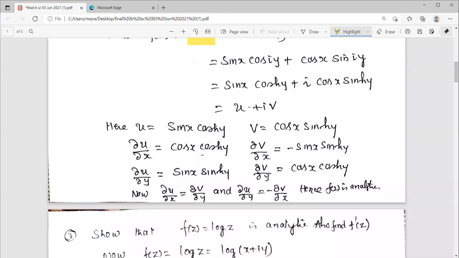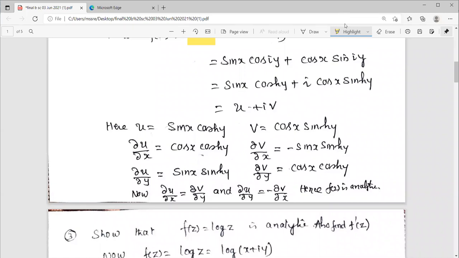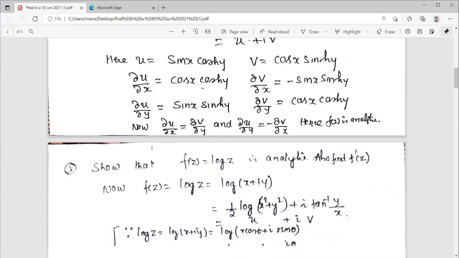Delta v by delta y is cos x into differentiation of sin hyperbolic y, which is cos hyperbolic y. You will notice here that the CR equations are satisfied. What are the CR equations here? It is delta u by delta x equal to delta v by delta y, and delta u by delta y equal to minus delta v by delta x. Hence, f of z is analytic because CR equations are satisfied.